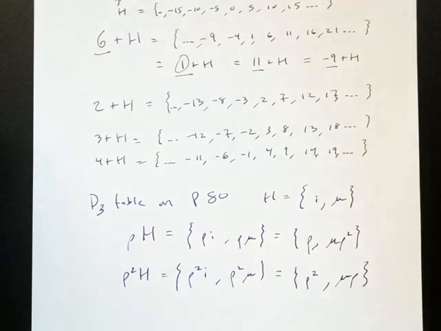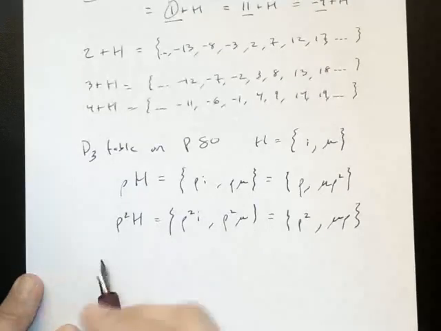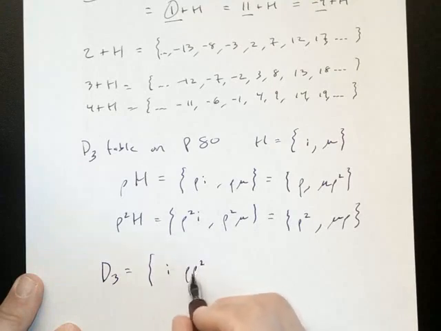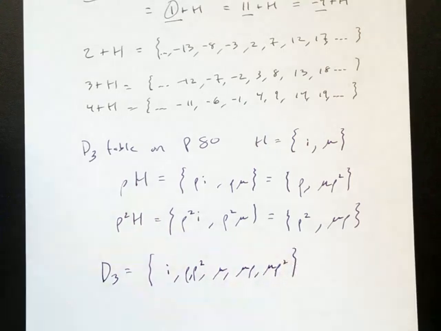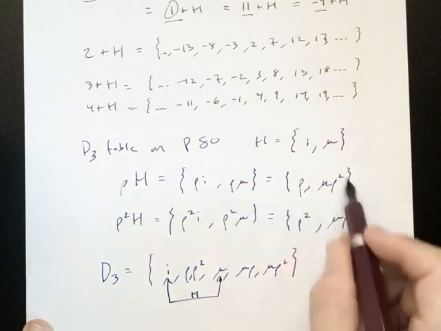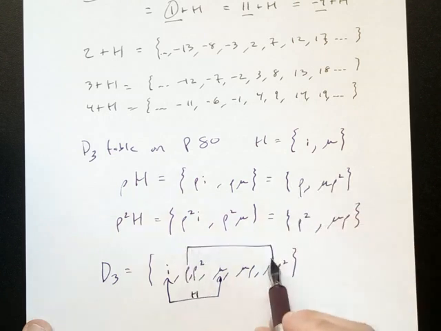Now remember, the entire set D3 only consists of 6 things. And notice that all 6 of our things are listed either in the subgroup itself or in the cosets. Here's the original subgroup. Coset 1 consists of these 2. Coset 2 consists of these 2.